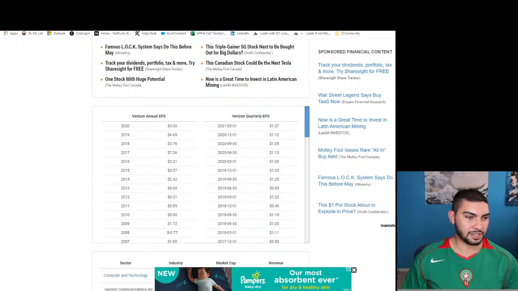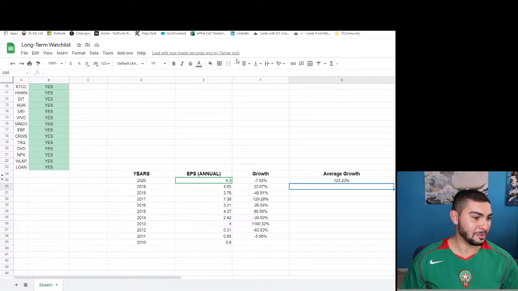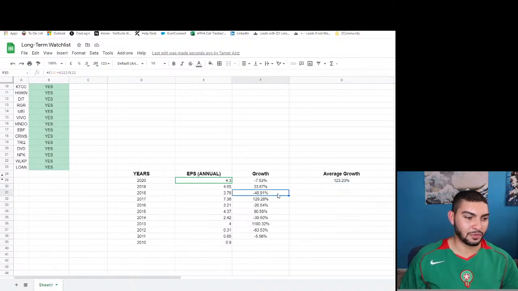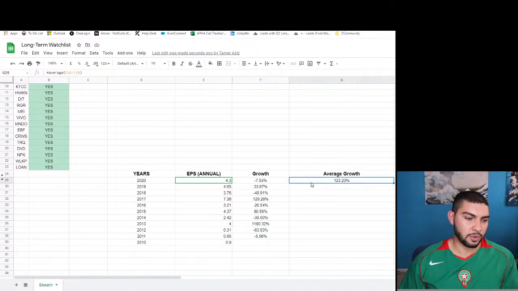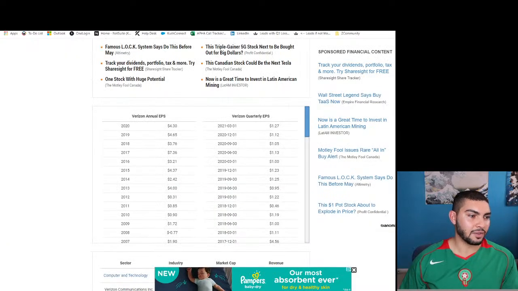All right, so check this out. And I want you guys to tell me what you think. These are all of Verizon's numbers. As you can see, a bunch of inconsistencies here. One year it'll be negative and then the other it'll be positive. And come on, dude, a 1000% growth in earnings? What can I say? Anyways, average growth turns out to be 123.23%, and realistically, because it does fit this criteria, we're going to have to just say yes to Verizon.